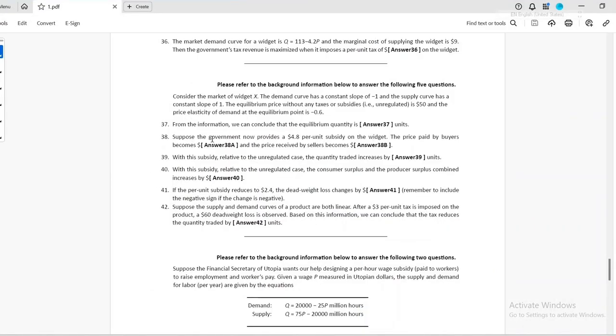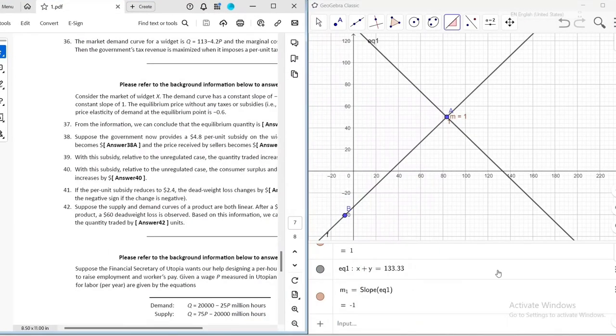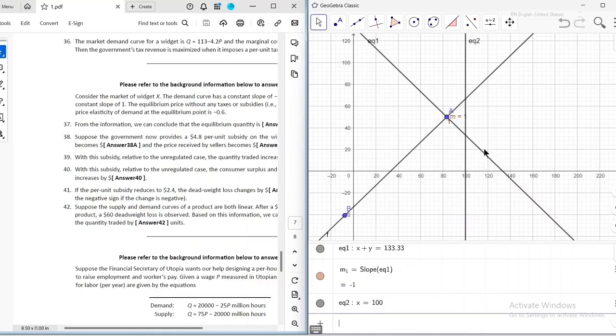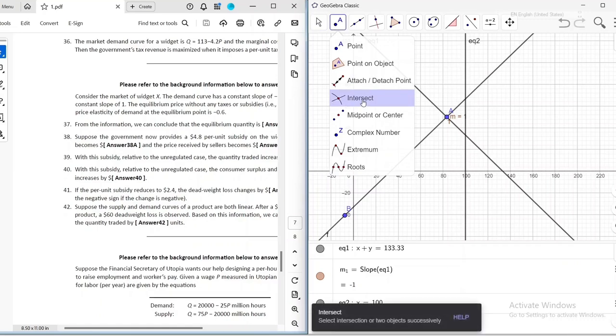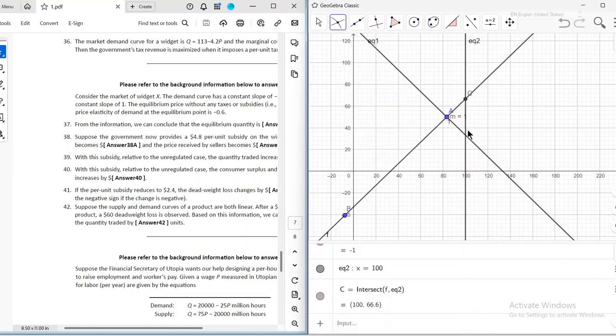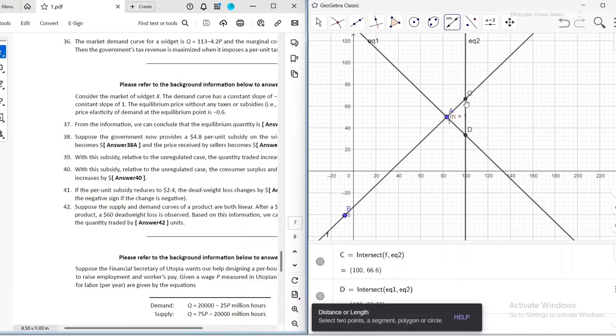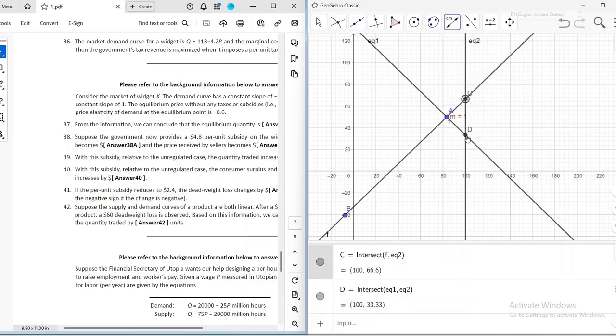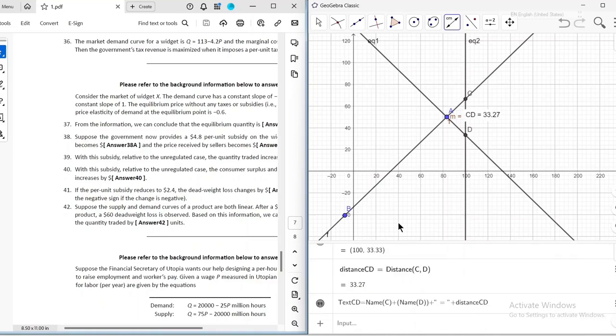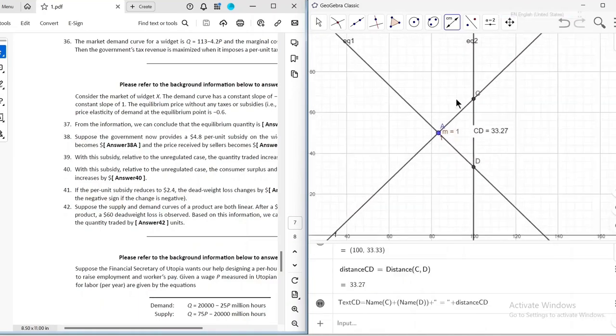Now suppose the government provides a 4.8 per unit subsidy. What is the price paid by the buyers? So let's say x equals 100. Now the length of this portion should be 4.8, right? So let's find out the intersection first and the distance, and we need to adjust in such a way that the length becomes 4.8.